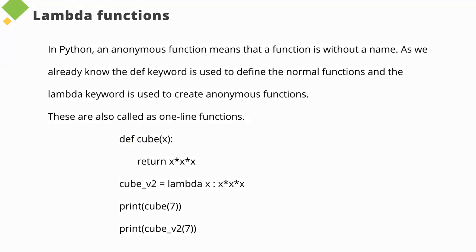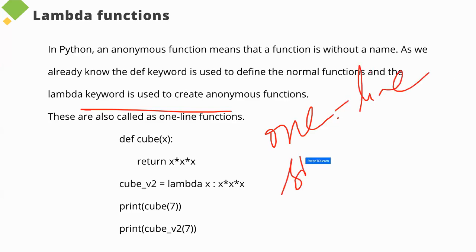Lambda functions are also called anonymous functions. They are anonymous because they don't have any name. We generally use the def keyword to define normal functions, whereas we use the lambda keyword to create anonymous functions. These are also called one-line or single-line functions.